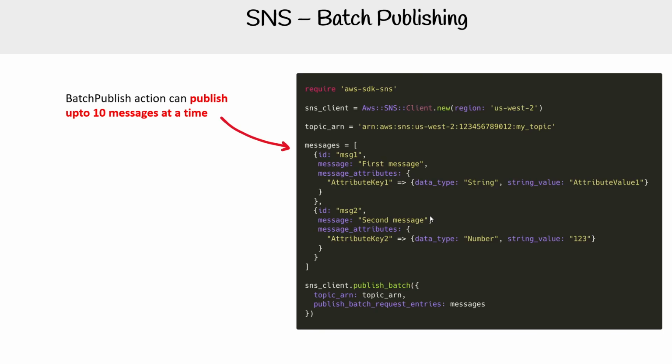We can do batch processing. So here we are publishing multiple messages at the same time, and actually we're doing up to 10, which is what we can do. Sending messages in batches can help reduce the SNS cost by a factor of 10 because you can send up to 10 at a time together.